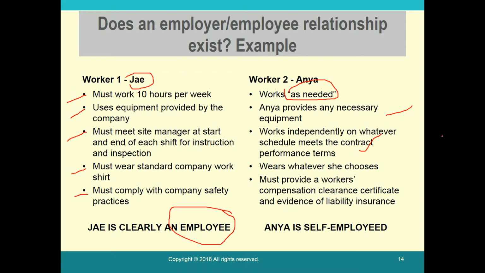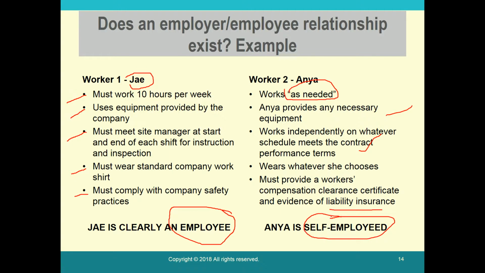They wear whatever they choose; it does not matter. They must provide a workers' compensation clearance certificate and evidence of liability insurance. You know, the WSIB: these people have to be covered if something happens in the performance, so they have their own coverage. For an employee, the coverage is provided by the company. So, this is considered self-employed.